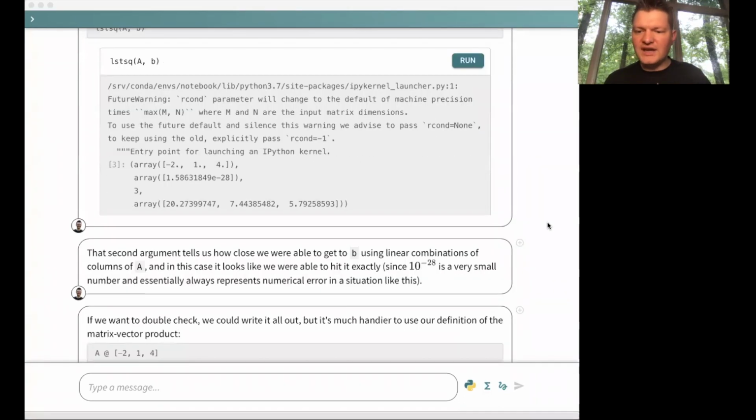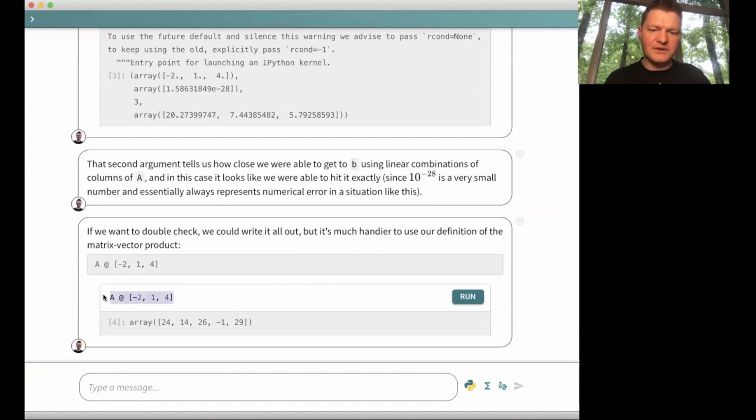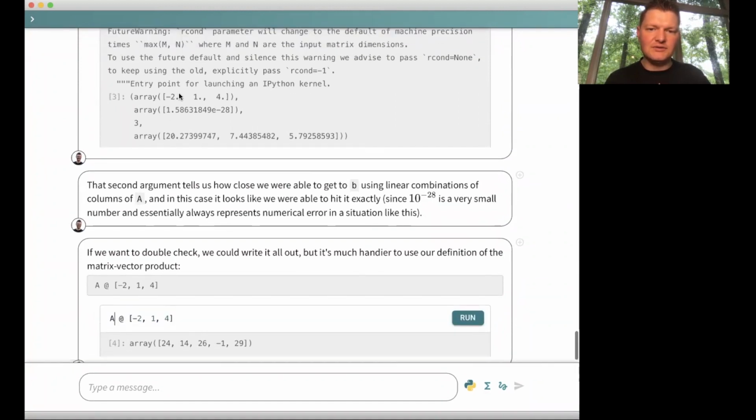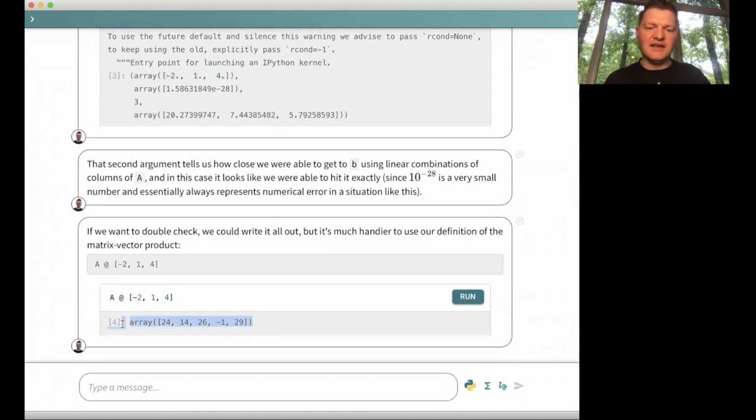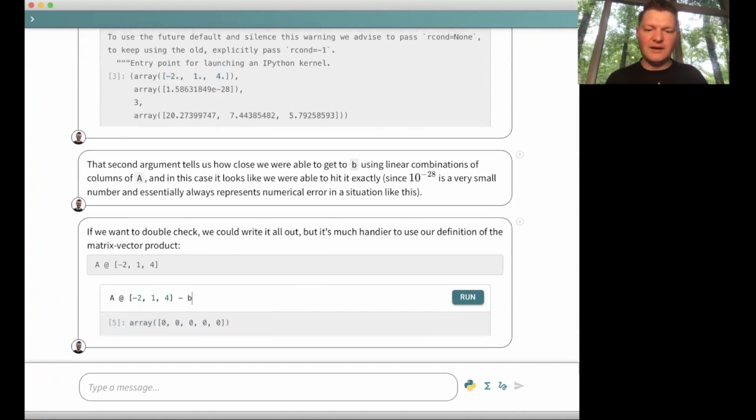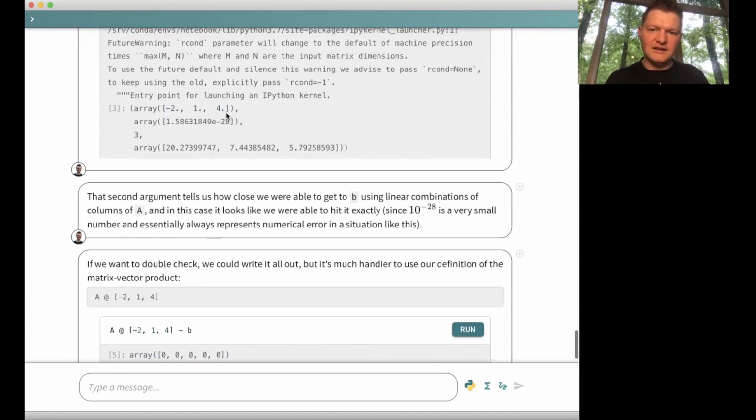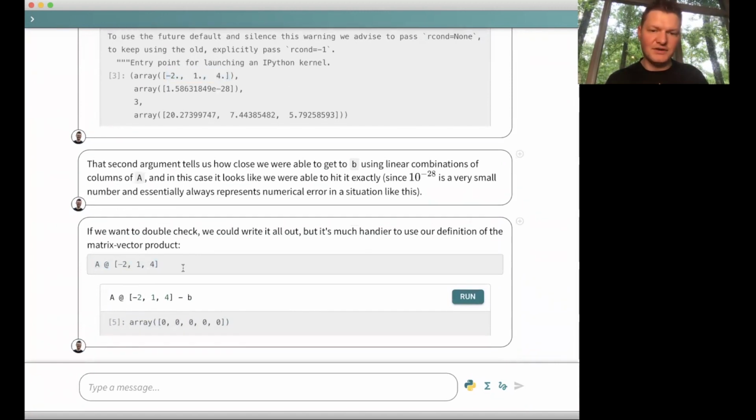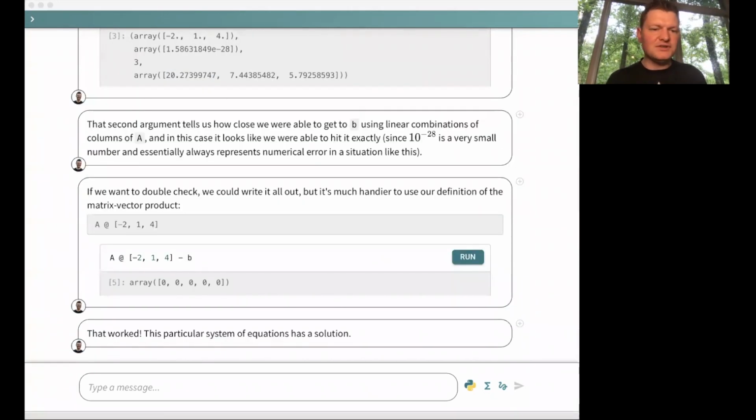If we want to double check, we have to do this matrix multiplication. So we multiply A times the solution that the LSTSQ function came up with, and we check that this is indeed equal to B. We can subtract B if we want, and we get an array of all zeros. That's terrific. It means that this particular system of equations did have a solution, and the solution was given to us by the NumPy least squares function. Okay, so that's pretty much the end of this lesson. We'll maybe tie up some loose ends next time and then pick up from there.